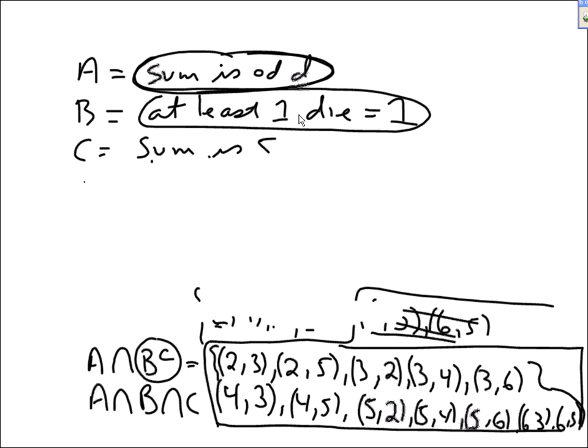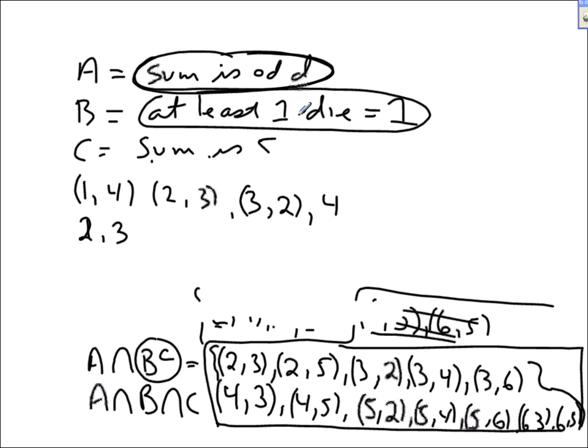Now, you can list this. 1 and 4 is 5, or 2 and, well, let me do it horizontally. 2 and 3 is 5, 3 and 2 is 5, 4 and 1 is 5, and that's it. These are the only pairs whose sum is 5: 1,4; 2,3; 3,2; and 4,1.